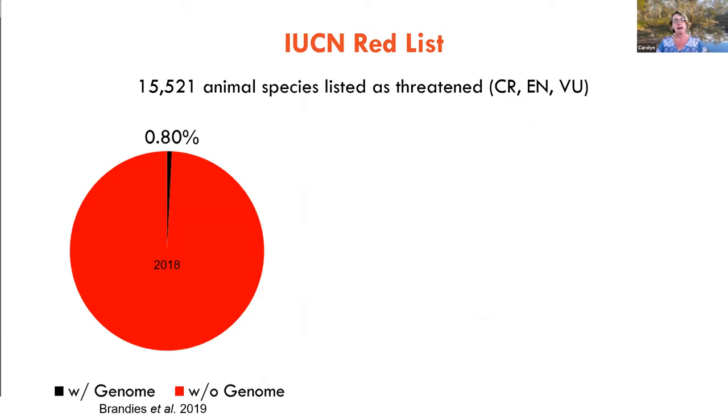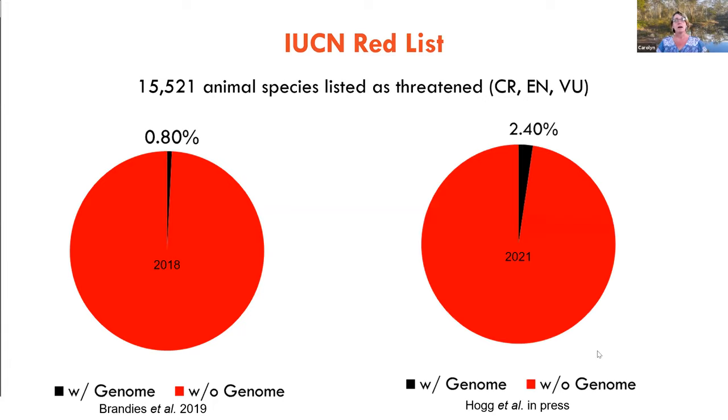There are about 15,500 animal species currently listed as threatened by the IUCN. And in 2018, when we did this original analysis, less than 1% of those species had a reference genome. I'm very pleased to say that only 3 years later, that number has increased to about 2.5%. A lot of the speakers today have talked about having high molecular weight DNA and also having trios available to do these really high quality reference genomes.